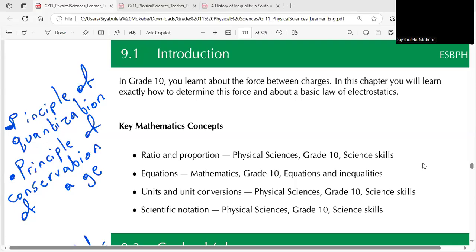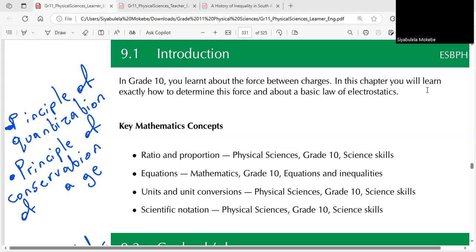Hello, folks. All right. So, in today's lesson, I want us to look at grade 11 electrostatics, right? And before we do that, I just want you to recall these two important principles: the principle of quantization and the principle of conservation of charge, right? Okay.